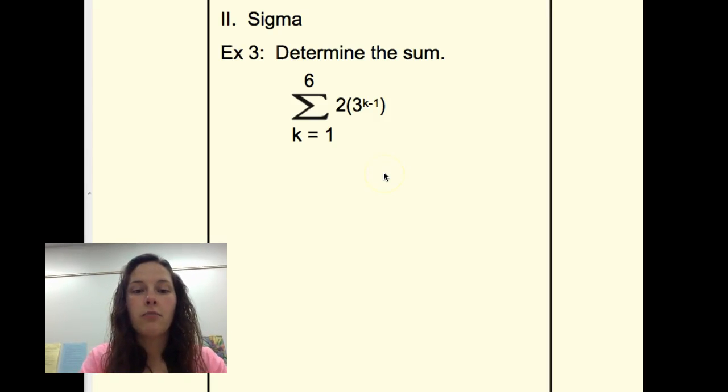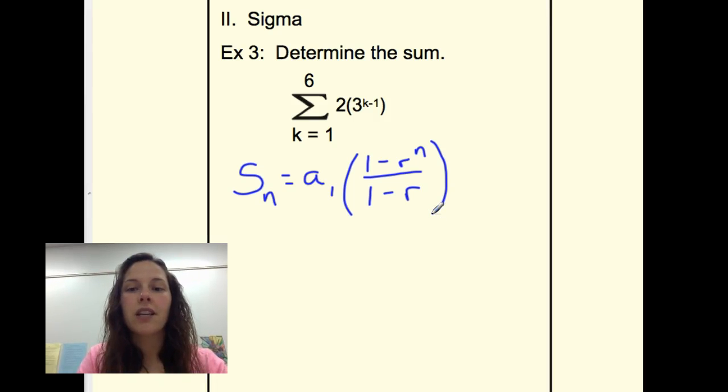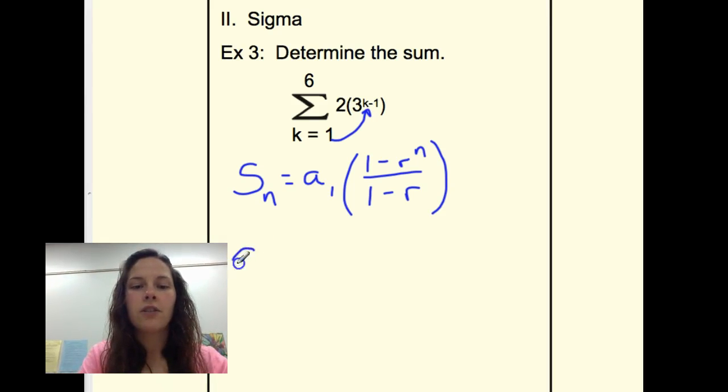For our sum formula, remember the sum is the first term times 1 minus that common ratio to the nth power all over 1 minus r. So we need the first term. Thinking about substituting 1 for k, we would get 3 to the 0 power, which is 1. 2 times 1, of course, is 2. So that's our first term.